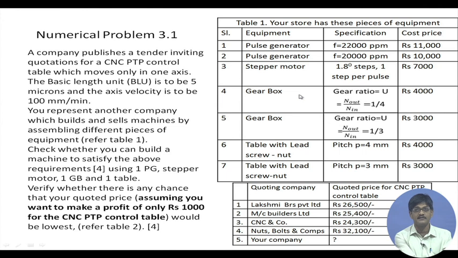Gearbox, there are 2 gearboxes, one is having a ratio of 1/4 and another is having a ratio of 1/3. Table with lead screw nut pair, which is having a pitch of 4 millimeters and there is a table with a pitch or lead, whatever you call it here, it makes no difference, of 3 millimeters. So, gearbox we have option, pulse generator we have option and table with lead screw we have option and they have different prices. So, let us see how we can make up the cheapest machine which is capable of providing the required basic length unit and axis velocity.